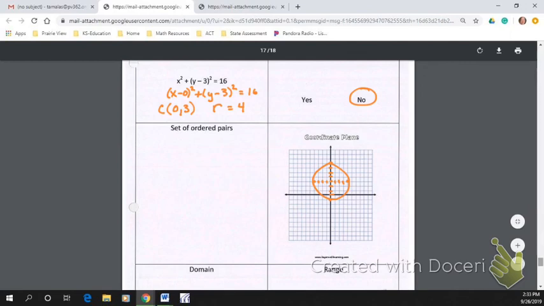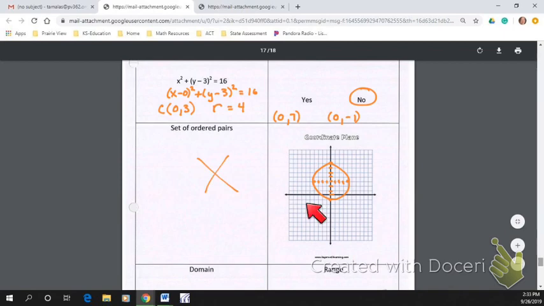Okay, but I do need to give 2 points to prove that it's not a function. So I would probably choose to give these two right on top of each other here, right? So that's at 3 plus 4, 7. So this one's at 0, 7, and 0, negative 1. Okay, that would prove it's not a function. We'll skip the ordered pairs on that one.